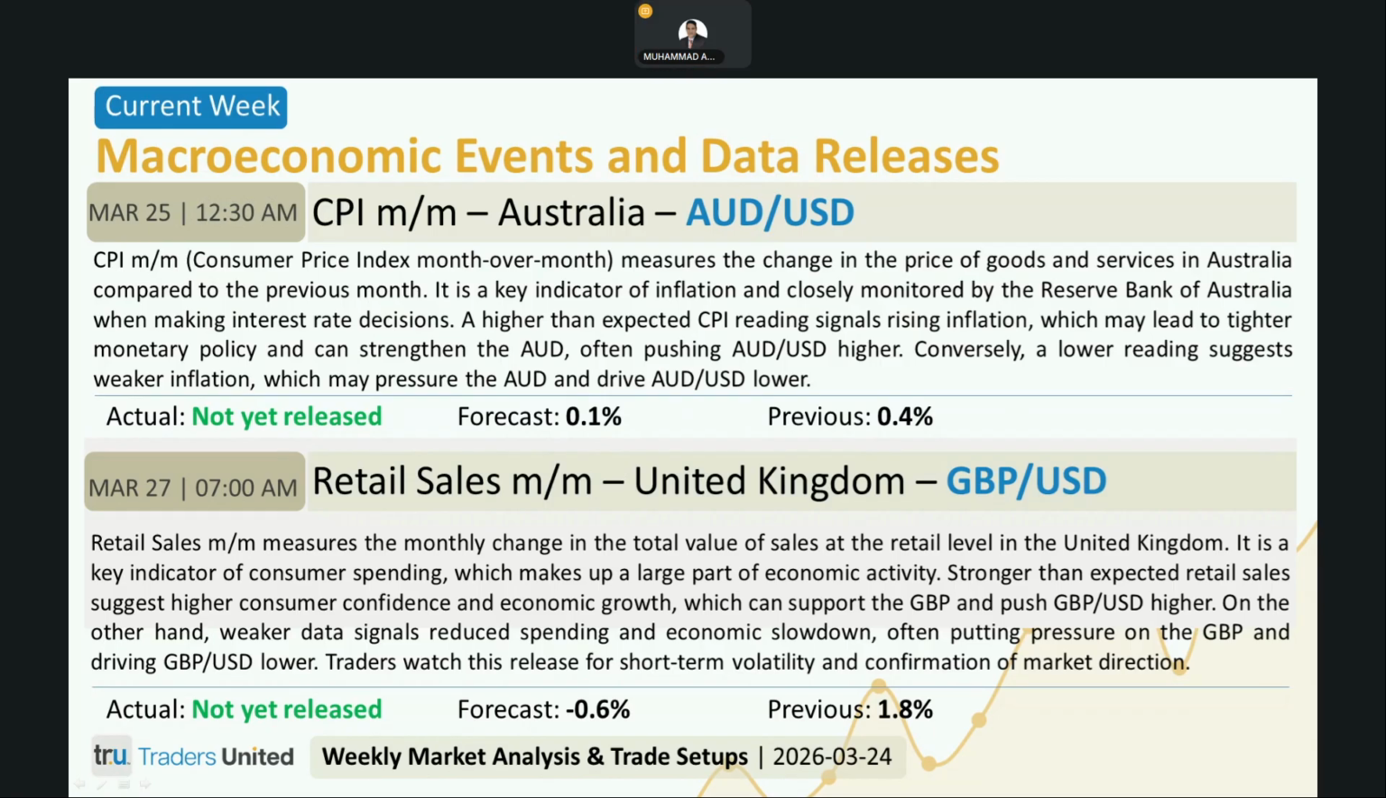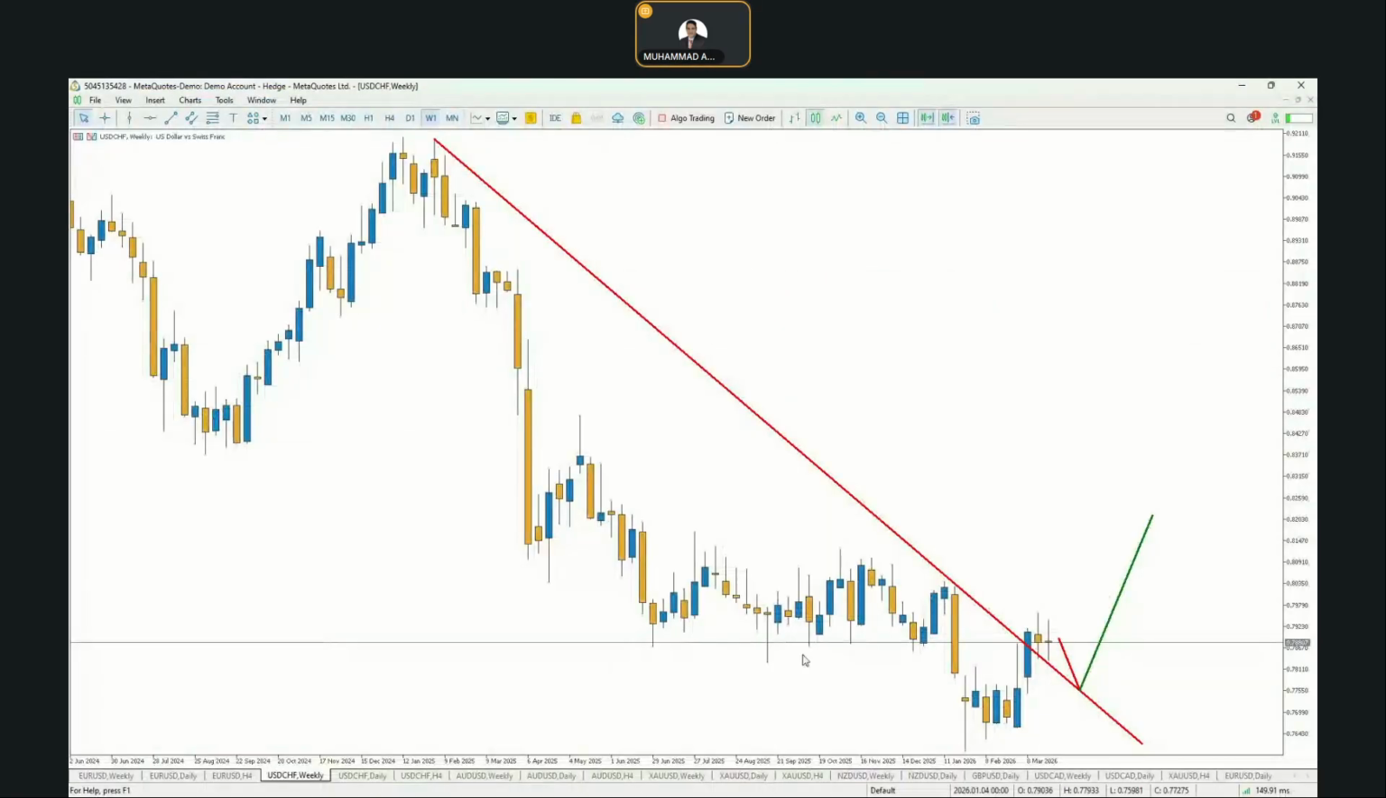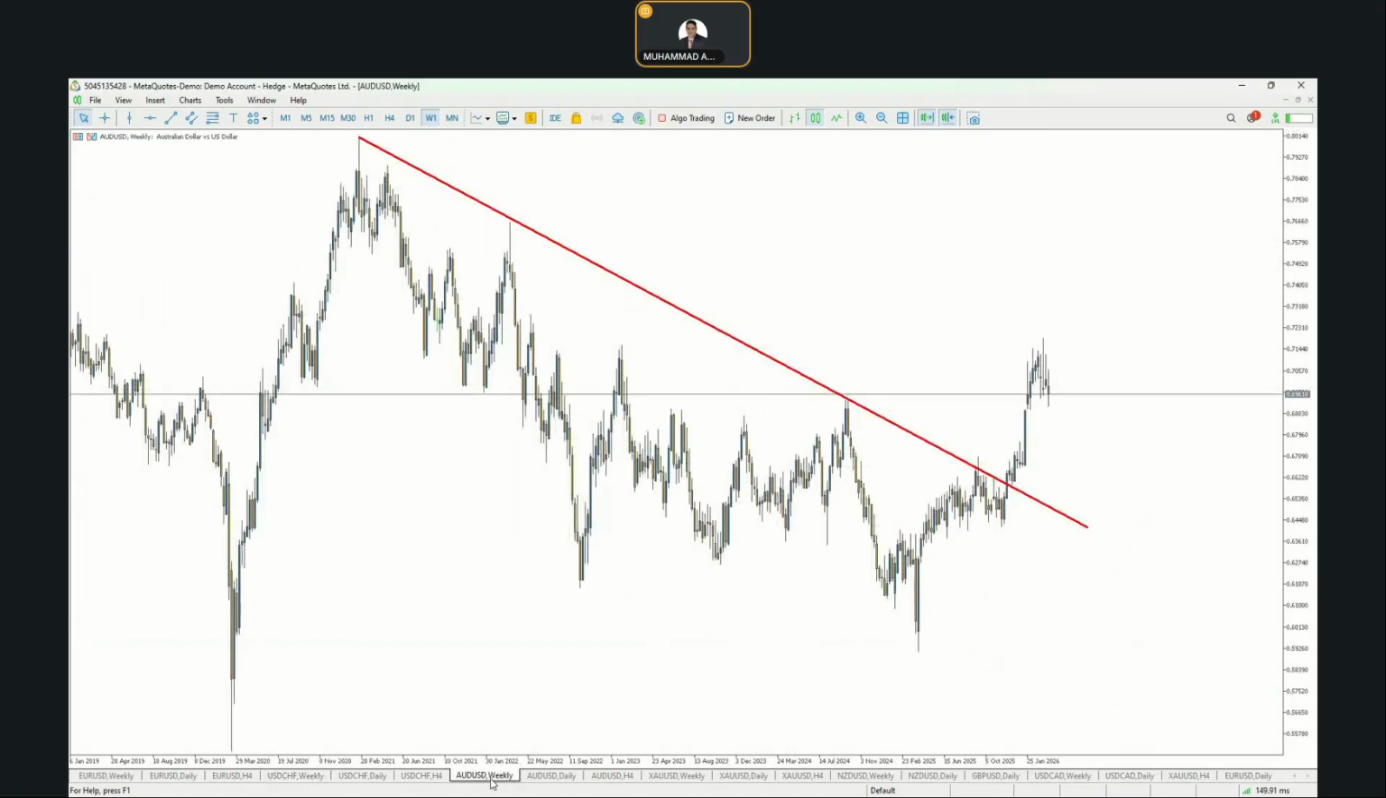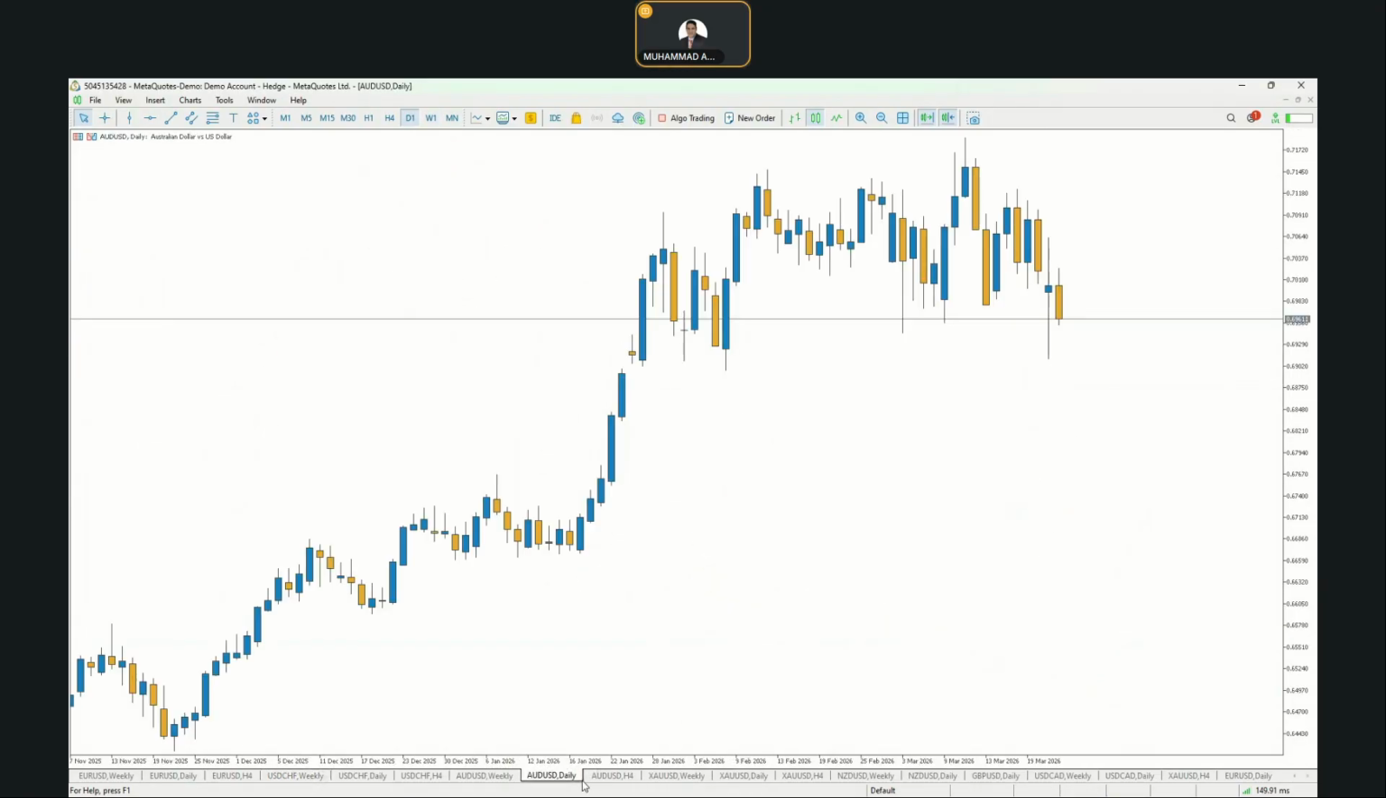So, my bias is neutral ahead of the CPI release. And if we take a look at the price chart of the AUD USD currency pair, in the weekly time frame, we've got this bullish breakout. In the daily time frame, price action is trying to drop over here.